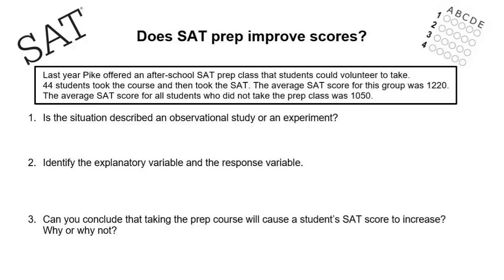Last year, Pike offered an after-school SAT prep class that students could volunteer to take. 44 students took the course and then took the SAT. The average SAT score for this group was a 1220. The average SAT score for all students who did not take the prep class was 1050. Is the situation described an observational study or an experiment?